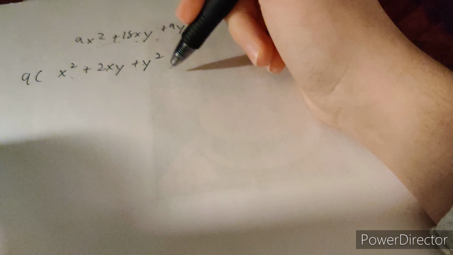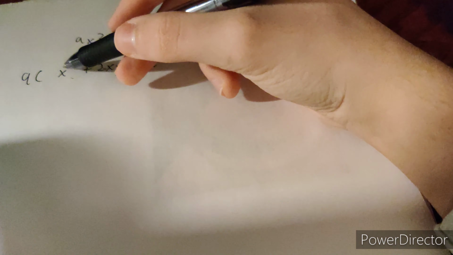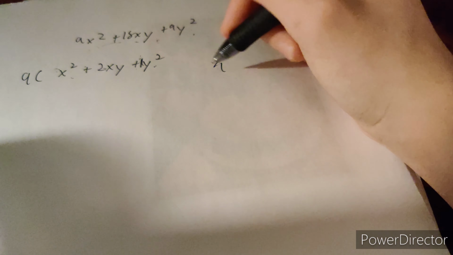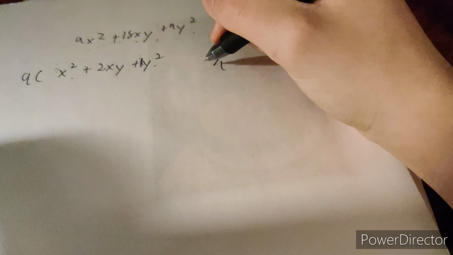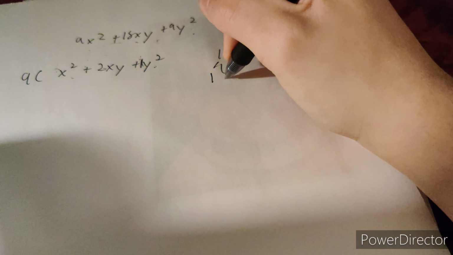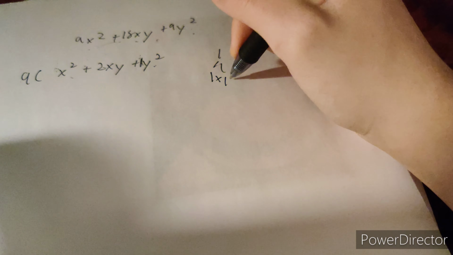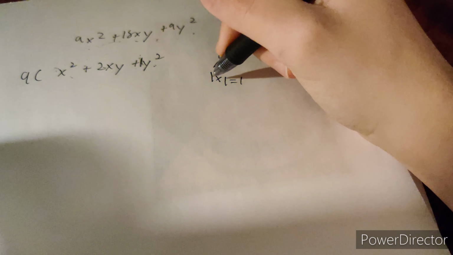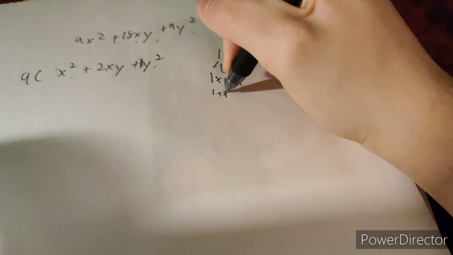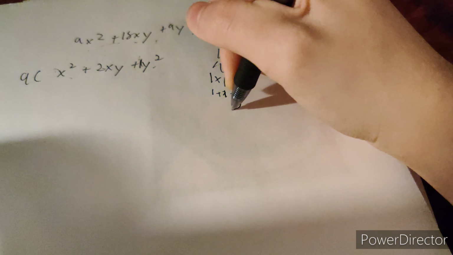There are no more GCFs in this. So what do we do? You factor it. For y squared, the coefficient of 1 times the coefficient of 1 gives you 1. Okay, so we have 1. What are the factors of 1? 1 and 1. 1 times 1 equals 1. 1 plus 1 equals 2. Bam.